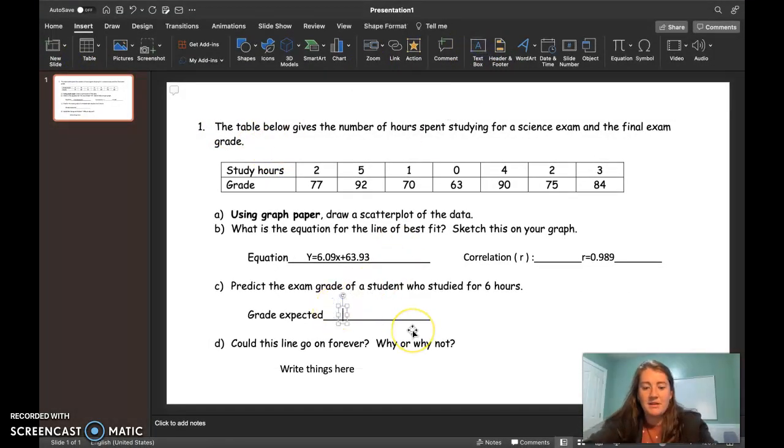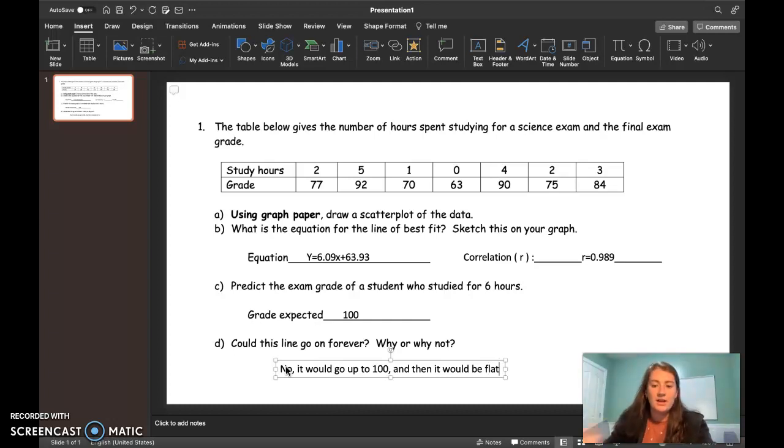Well, the grade is expected to be a 100. Could this line go on forever? Why or why not? I would argue that it cannot, because 100 is the highest score you can get. So I think it would go up to 100 and then it would be flat. Because after that, if you studied like 100 hours, you would still get a 100. At some point you get a 100 and you're not going to get better than that. So it would go up to 100 and then be flat after that.